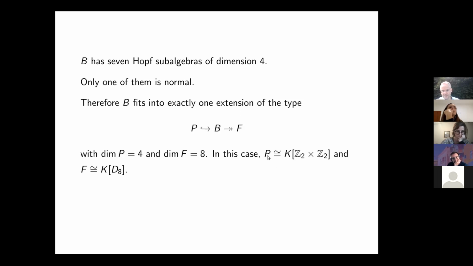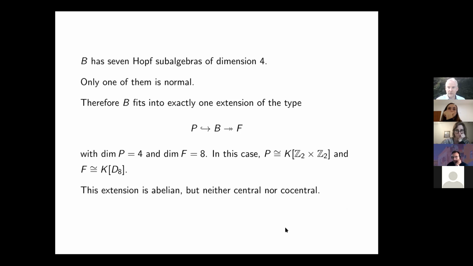In this case, P is isomorphic to, and I will mention in a second, B is self-dual, so this is exactly the dual extension of the thing that you had before. Accordingly, P is again the dual group ring of the Klein 4 group, which is self-dual, and F is the dual of the thing that we had before, in other words, the group ring of the dihedral group of order 8 now. This extension is, of course, abelian, but as before, because it is in a sense the one that is dual to the previous one, it is neither cocentral nor central.